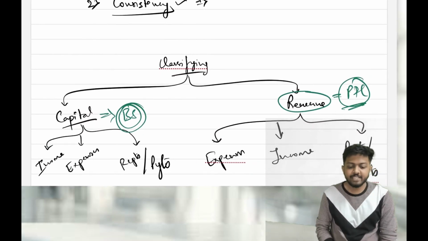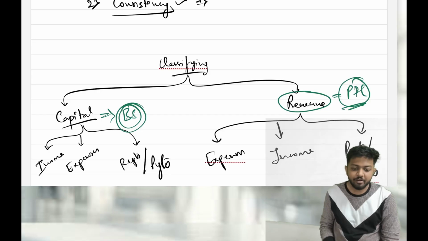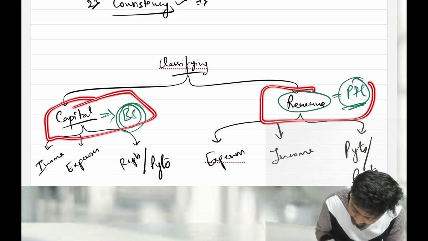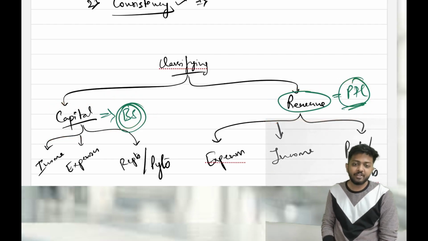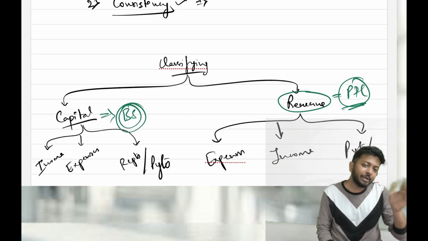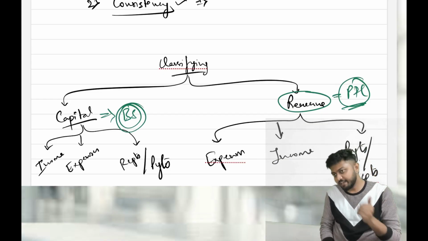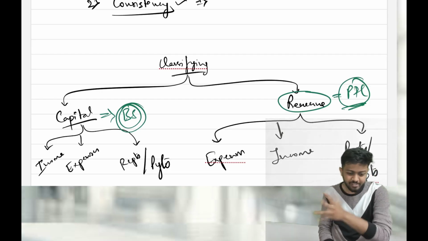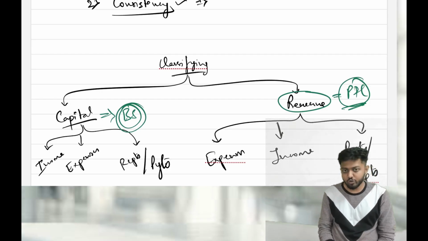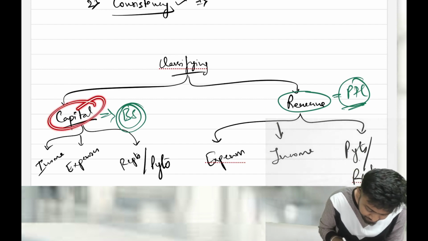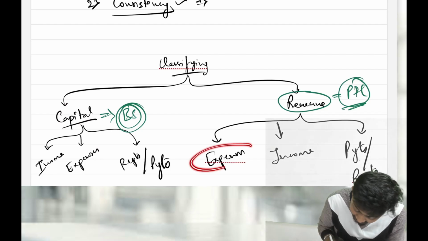Now let's come to the second part of your accounting fundamentals chapter, that is classifying transactions as capital or revenue. Three things we read here: capital expenditure and revenue expenditure, capital receipt and revenue receipt, then capital profit and revenue profit, or loss, same thing. Now how to do this? First, let's understand the difference between capital and revenue expenditure.